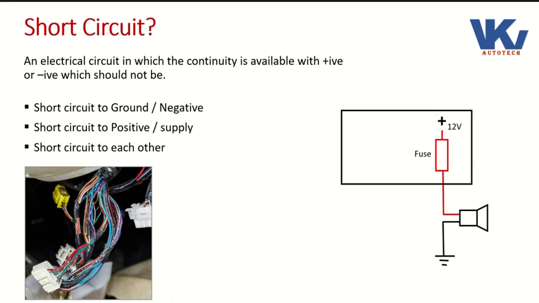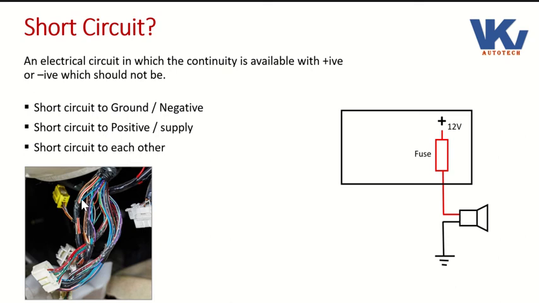Now, second point to discuss is about the short circuit. So, what is short circuit? Short circuit means that particular wire has touched some other wiring, body, or something. It can get shorted to ground or negative, the body, and through the body metal also. And the short circuit with the positive supply and short to each other.